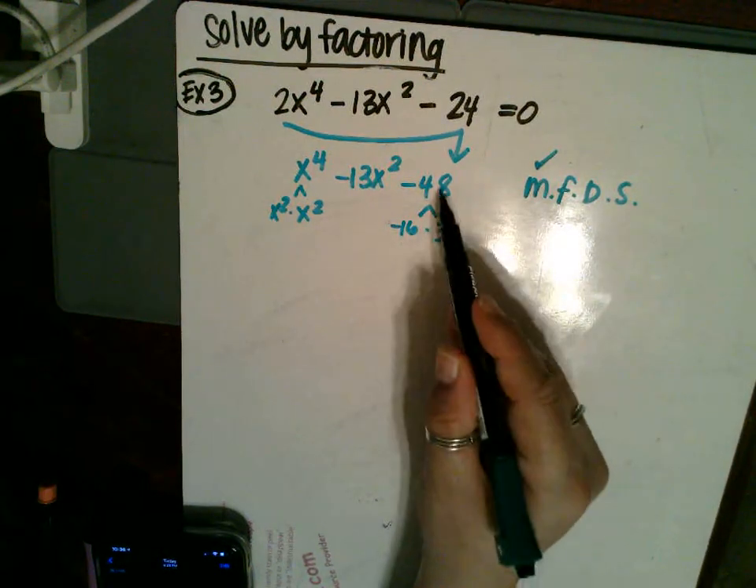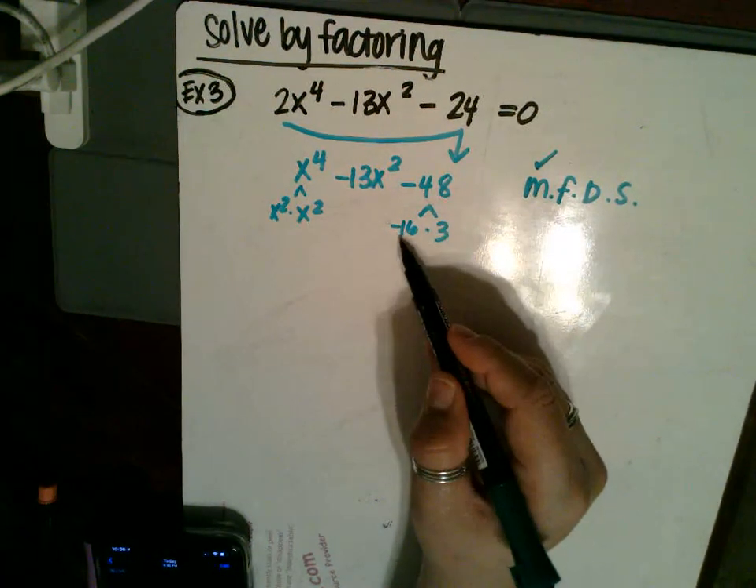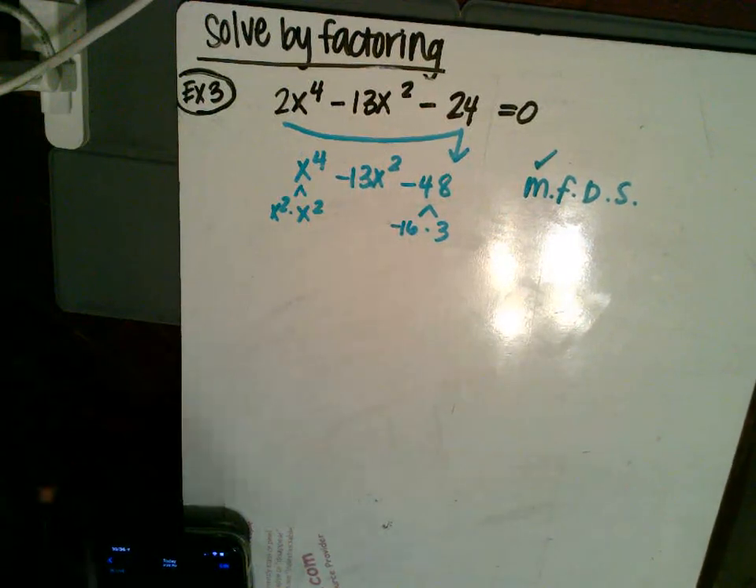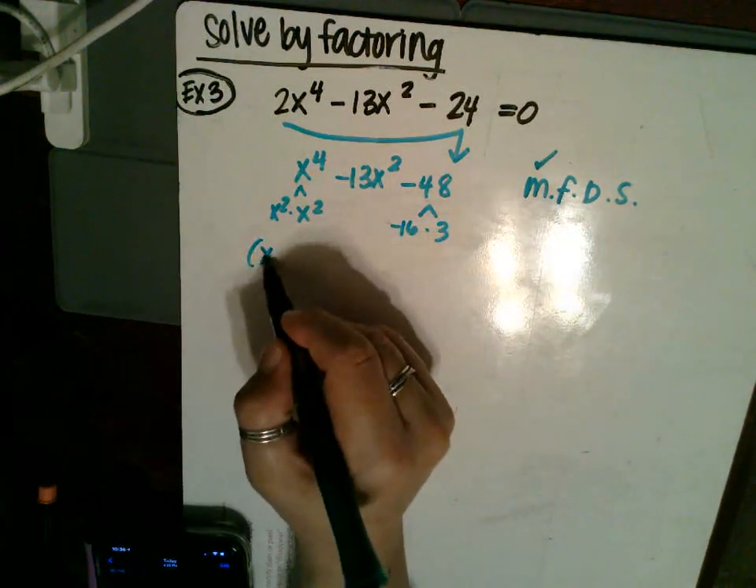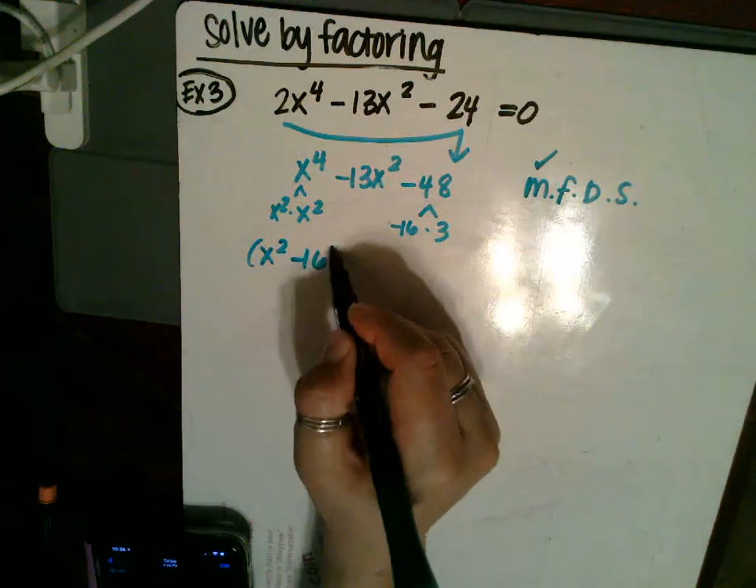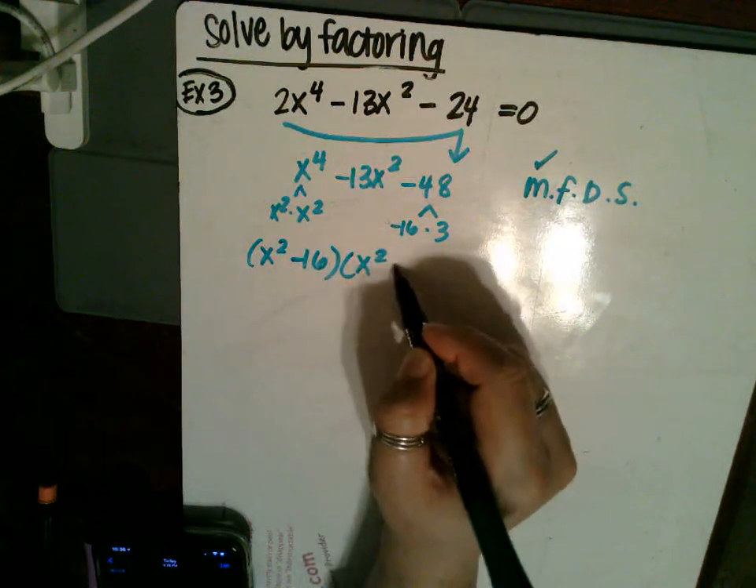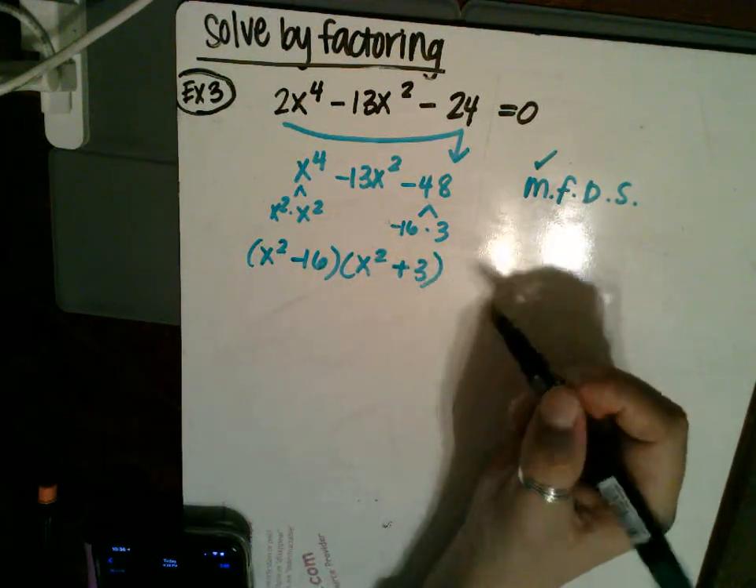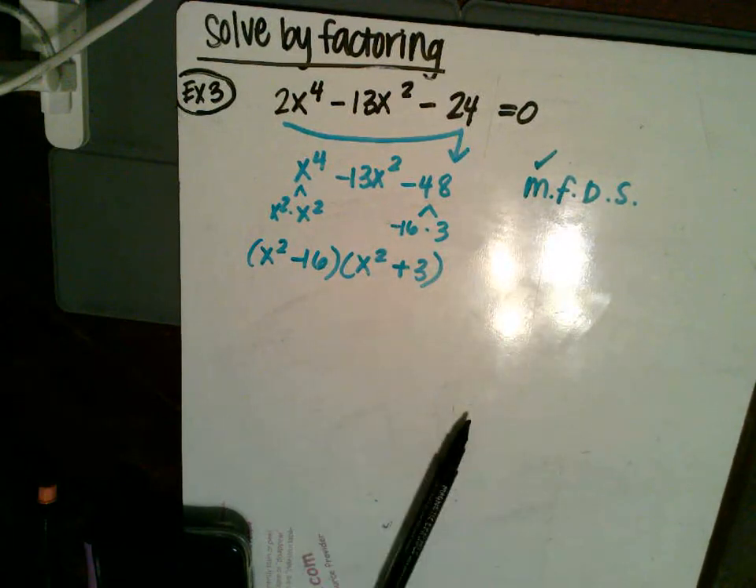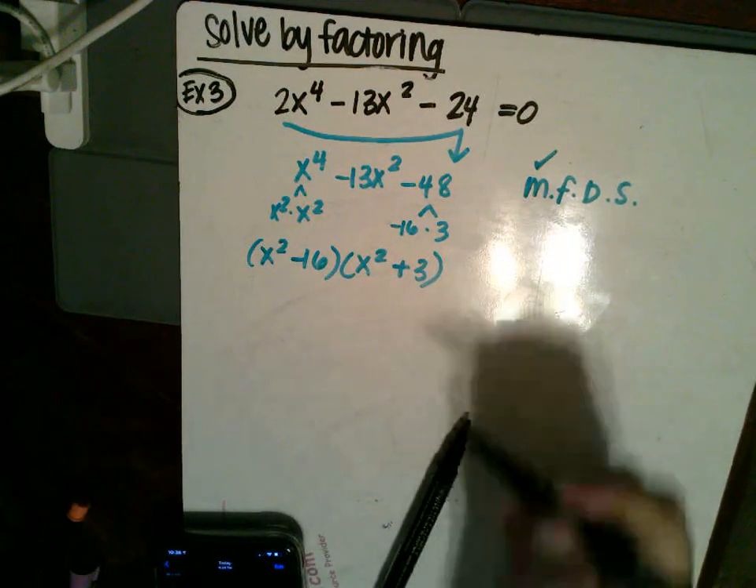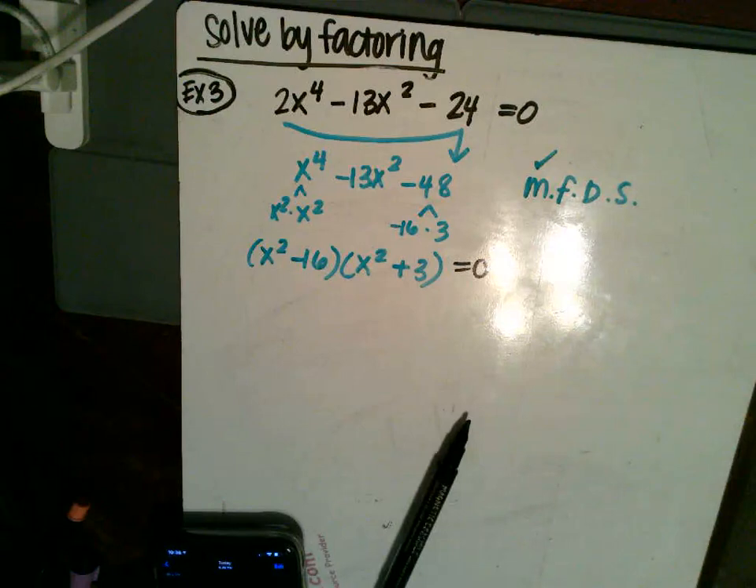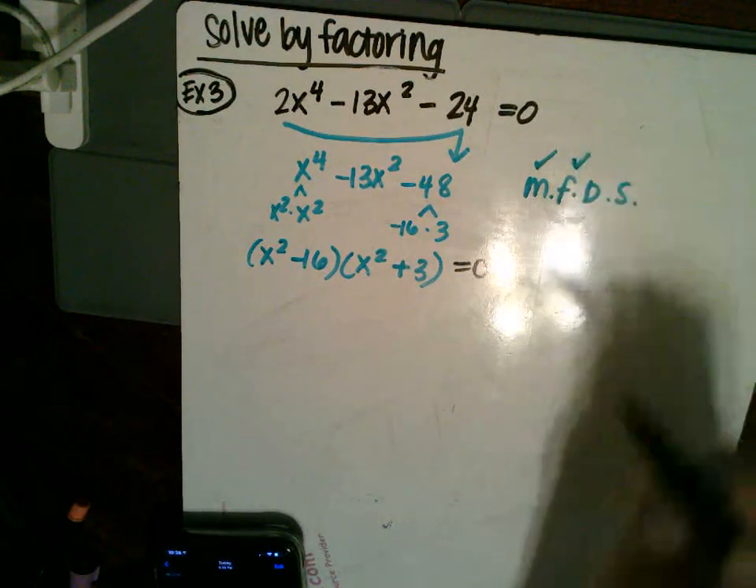Negative 16 times 3 is negative 48, and negative 16 plus 3 is negative 13. So to factor this, I'll use x squared minus 16, x squared plus 3. And remember, we still have this whole equation set equal to 0. So I've multiplied and factored.